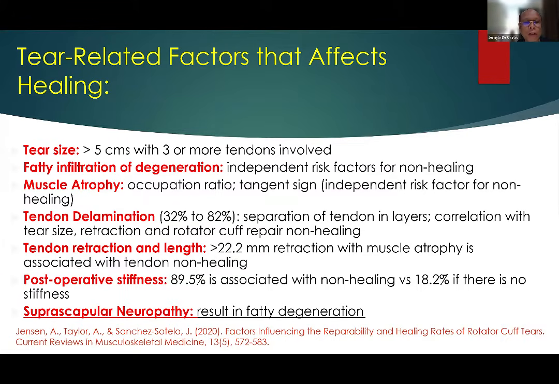Tendon retraction length of more than 22.2 millimeters with muscle atrophy is associated with tendon non-healing. So usually, if I have more than 2.2 centimeters, I ask the help of a surgeon, because I know it would be very difficult to push through with regenerative treatment with a size of more than 2 centimeters, or 2.2.